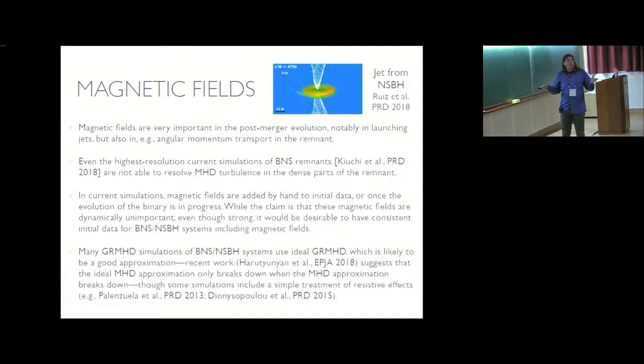Currently, you add magnetic fields either to initial data by hand or something to the simulation. So clearly, these are not technically important, so it's okay to do this, but it's still nice to have consistent initial data. And you also use ideal MHD. There's a claim that this is okay as long as the MHD approximation itself is okay, but there are also some people using non-ideal MHD.